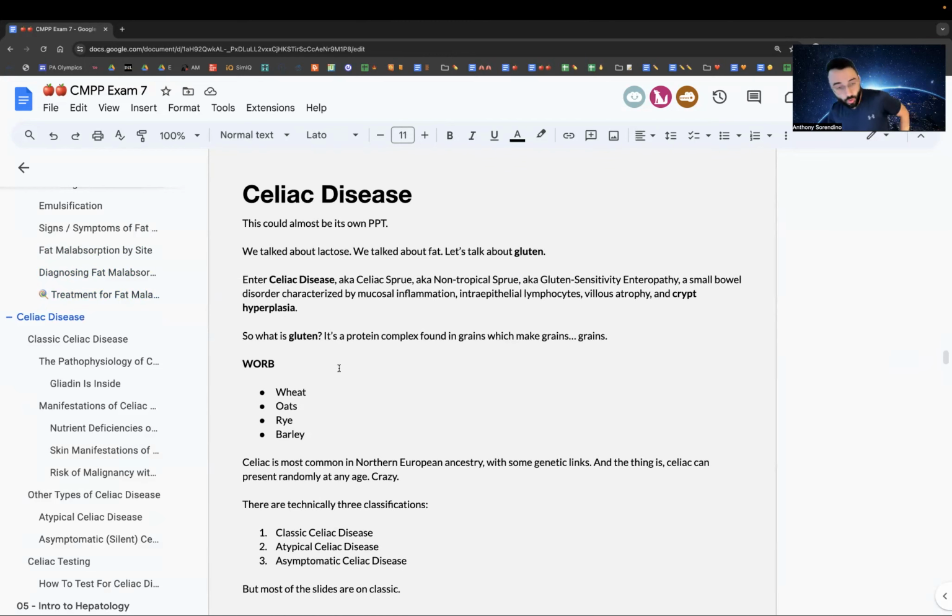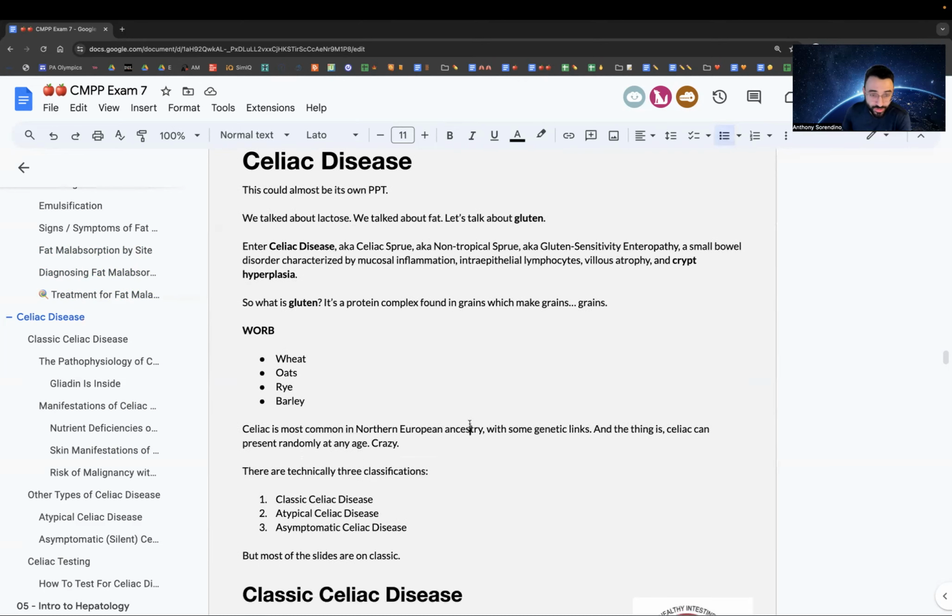Okay, this could almost be its own PowerPoint. Let's try to get through it. All right, so we talked about lactose, we talked about fat, let's talk about gluten. So enter celiac disease or celiac sprue, aka non-tropical sprue, aka gluten sensitivity enteropathy. A small bowel disorder characterized by mucosal inflammation, intraepithelial lymphocytes, villus atrophy, and crypt hyperplasia.